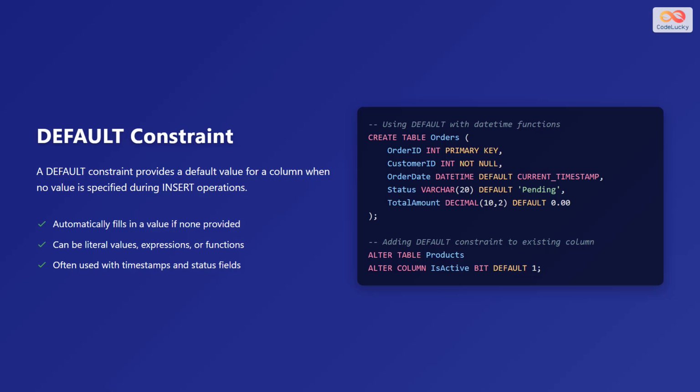The code demonstrates using default with datetime functions, setting a default status, and adding a default constraint to an existing column using the alter table statement.